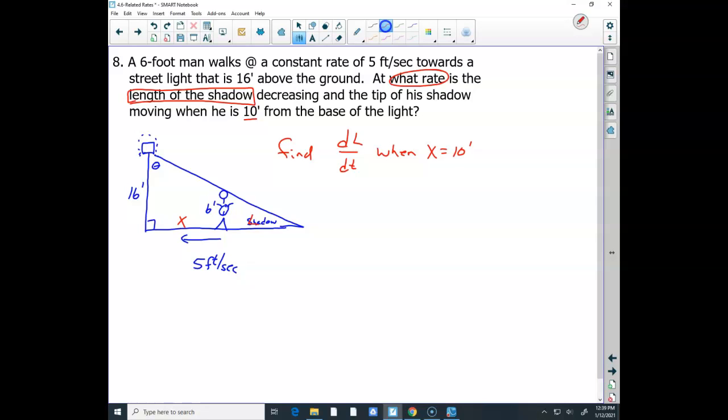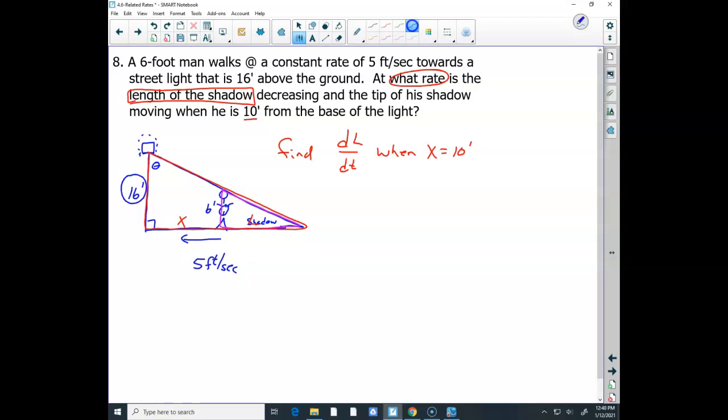Okay, well, now I need to see here what's going on. Well, I do have a right triangle here, but I don't have a Pythagorean theorem. But what I do have is a similar right triangle from the dude to the tip of the shadow, and I have another triangle utilizing the light pole all the way out to the tip of the shadow and coming back, okay? So in order for me to relate x and L, I got to think again of an equation. Well, the way I think of these, I think of the light.